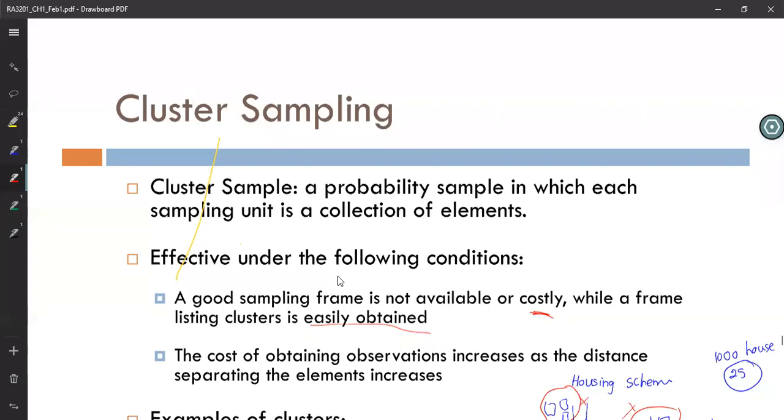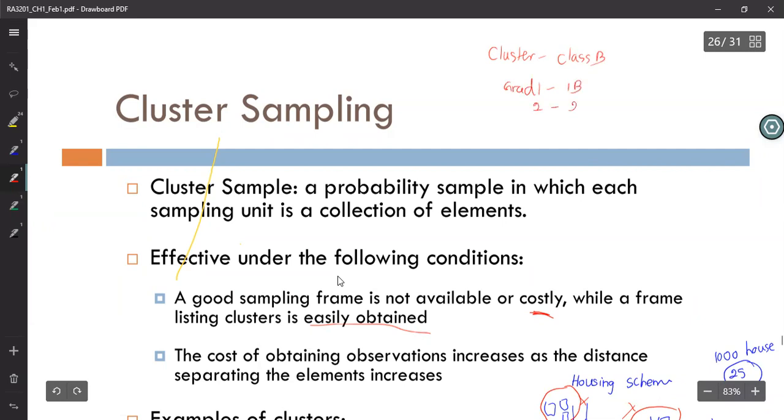Now you choose a cluster. Say you are going to choose class B. So from grade 1, you choose 1B. From grade 2, you choose 2B. Grade 3, you choose only 3B. Grade 4, 4B. And grade 5, 5B. So this is your cluster.